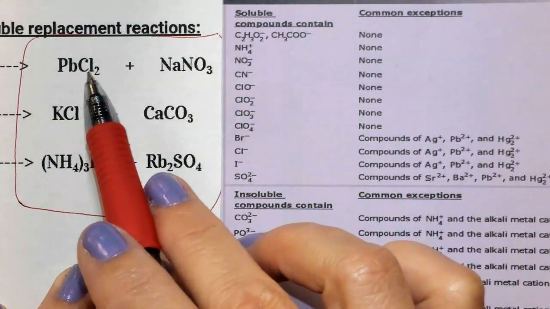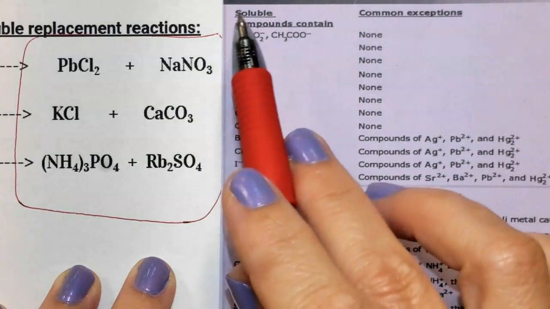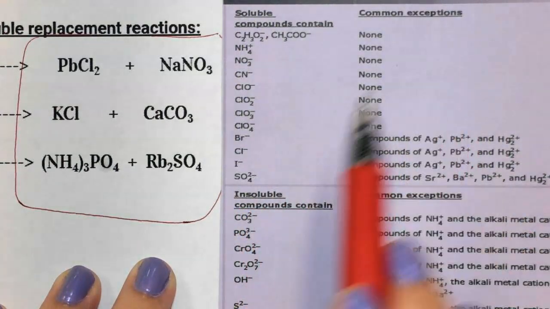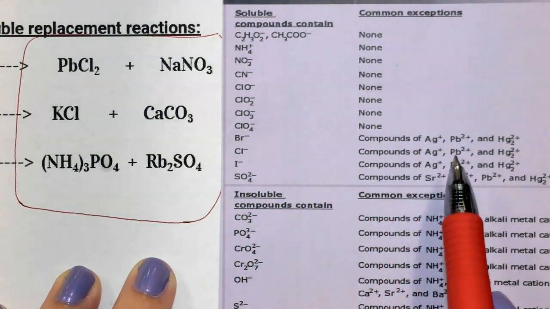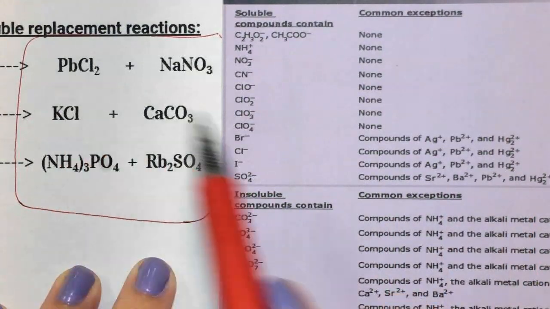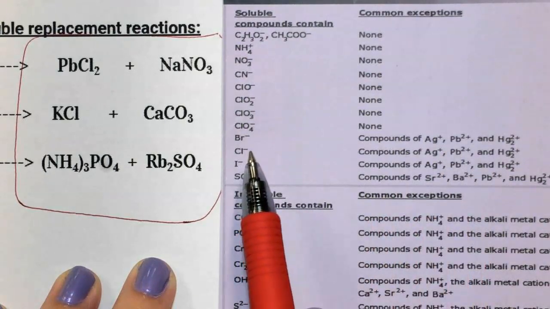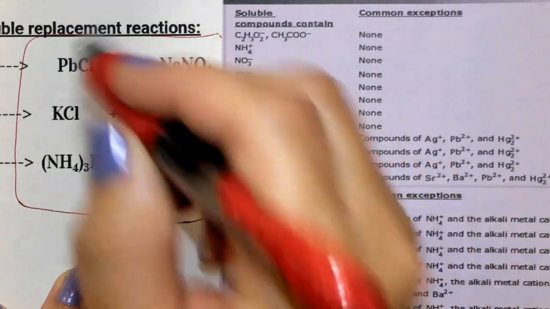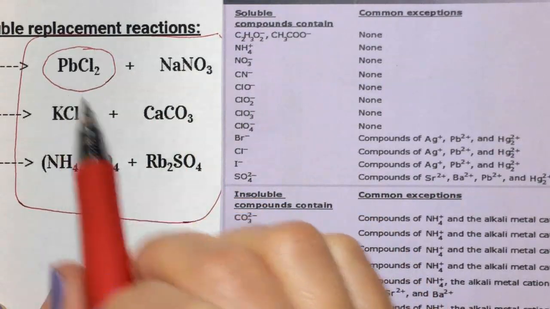So first we're going to look for the chloride ions, and that's right here. And chloride is soluble unless, and here are the exceptions, unless it is matched with silver, lead 2, or mercury. And notice that lead is our cation. So lead chloride is going to be the opposite of soluble. It's going to be insoluble. So because this is insoluble, that is going to be the precipitate between these two.